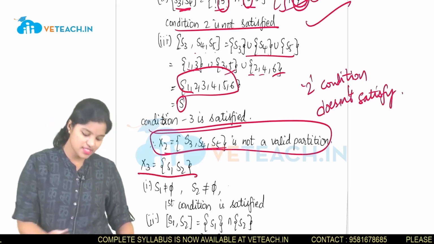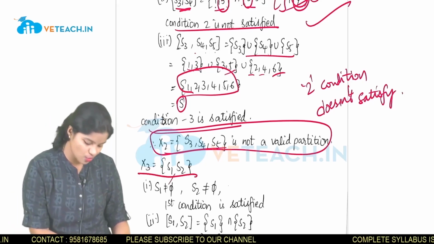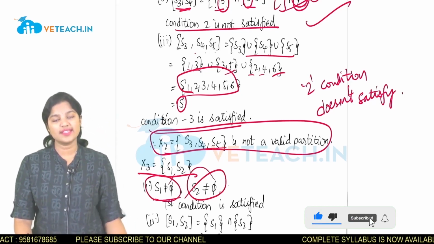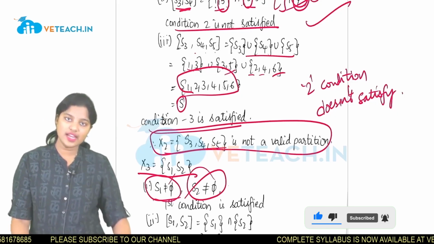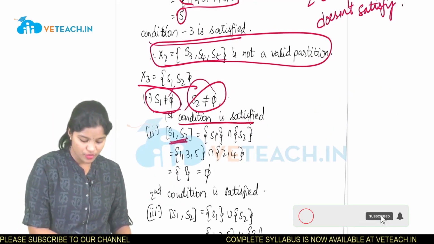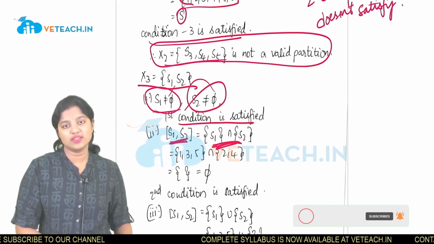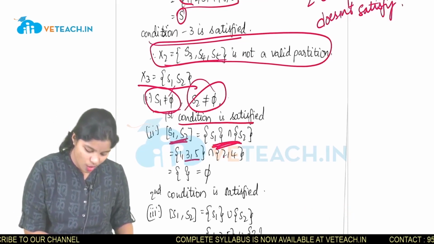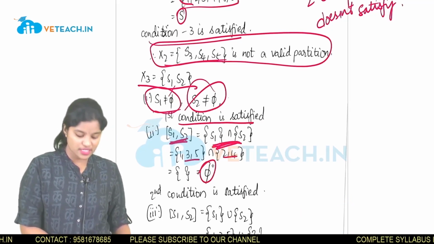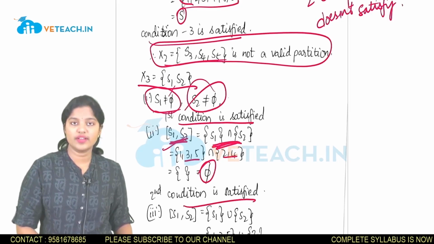Now check X3, that is S1 and S2. S1 is not equal to phi and S2 is not equal to phi, so condition 1 is satisfied. Next, we find the intersection of these two sets. No common element is present, so it is a null set, equal to phi. So the second condition is also satisfied.